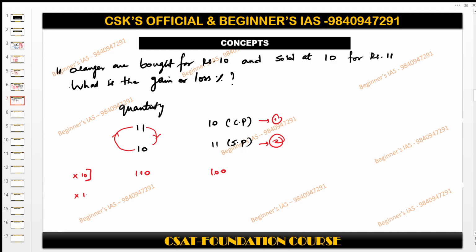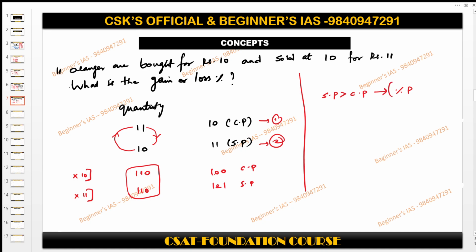Second equation we have to multiply with 11, so 110. So 11, 11, 127. So now we made the quantity the same in order to find the profit. Okay, now this is the CP, now this is the SP. Here clearly you can see that SP is greater than CP. Obviously it will give you a profit only.